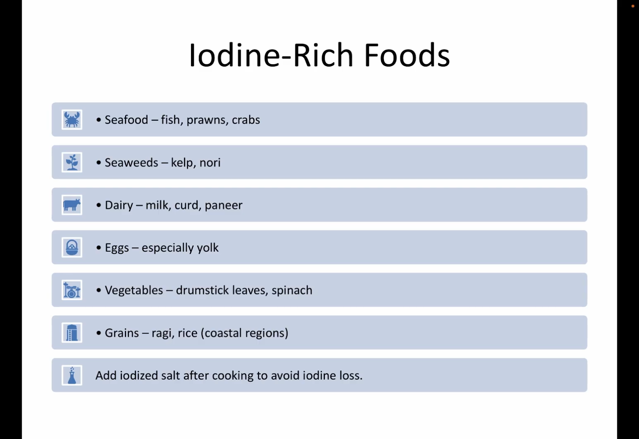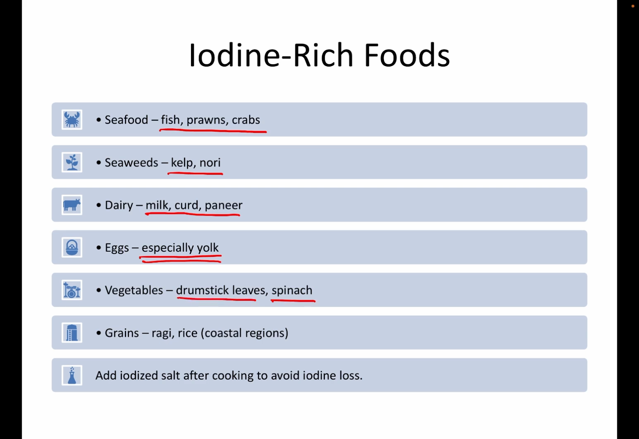So now, what are the iodine-rich foods that are advised in a case of goiter? Seafoods like fish, prawn, crabs are rich in iodine. Then seaweeds like kelp and nori. Dairy products like milk, curd, paneer. Eggs can be taken, especially the yolk. Vegetables like drumstick leaves and spinach can be taken.